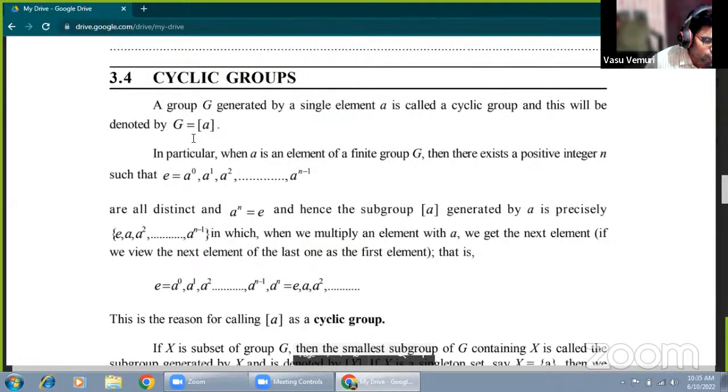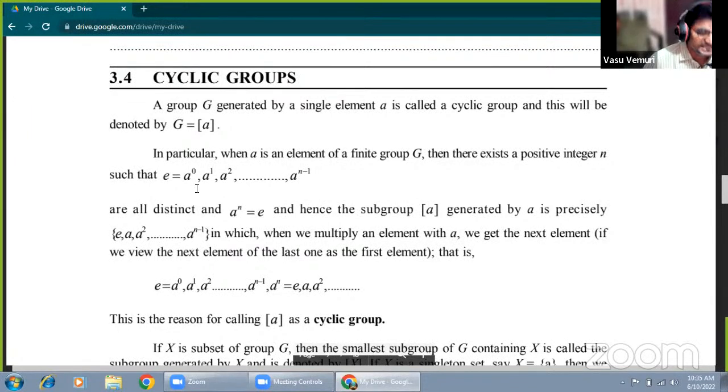Only one element must be generated, and all the integral powers of the element must be represented as powers. The powers of the element are denoted with integer exponents: a power 0, a power 1, and so on. Only one element generates through its integral powers. That's why a must be generated by an element of the group. Now that is called the cyclic group definition.